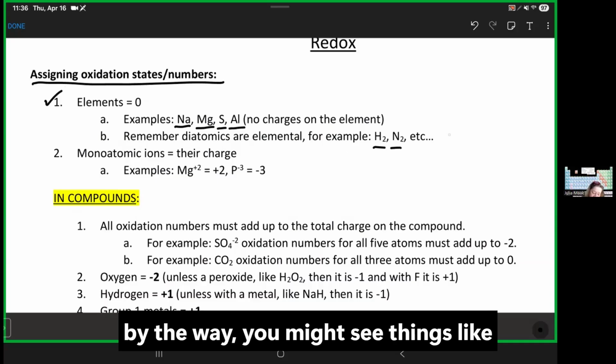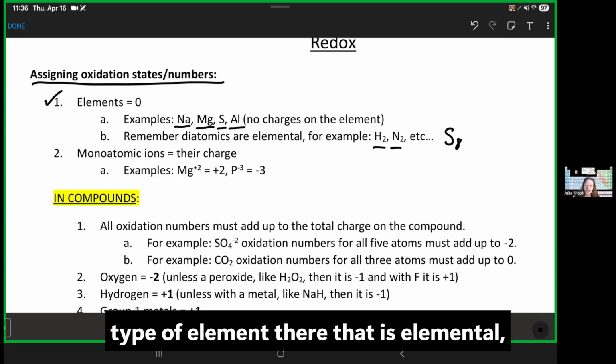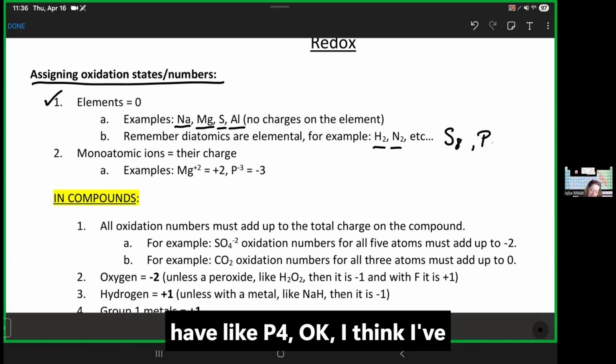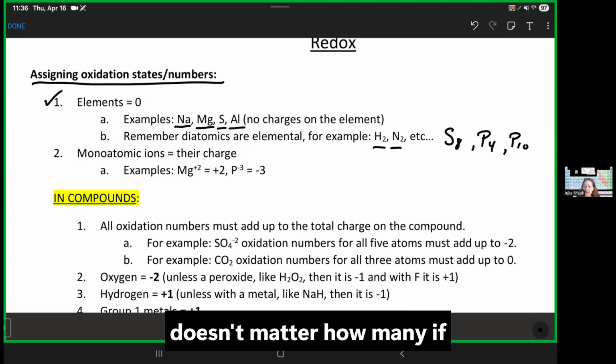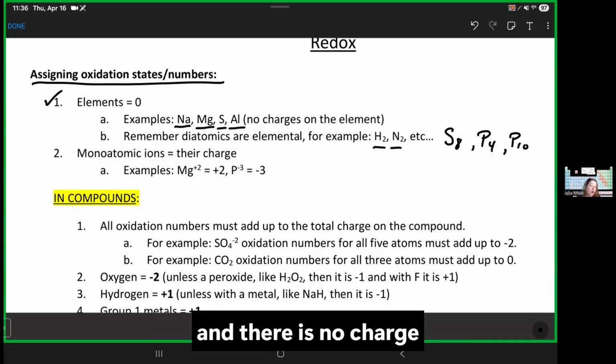And by the way, you might see things like S8. That is elemental. If it's just one type of element there, that is elemental, no matter how many there are. You could have P4. I think I've seen P10. It doesn't matter how many. If there's only one type of element there and there's no charge, that is elemental.